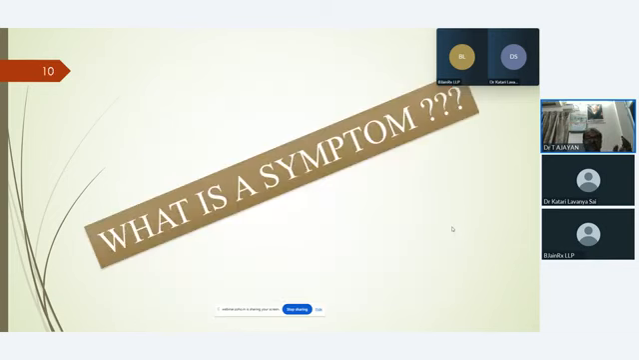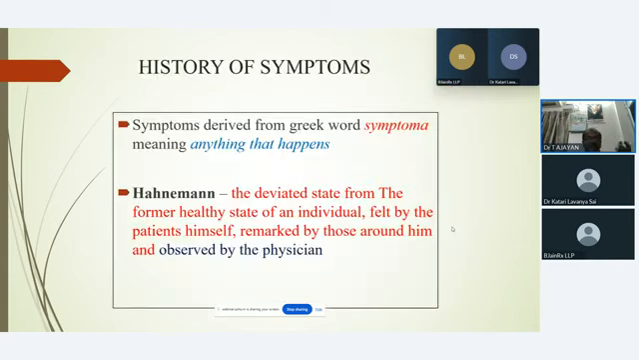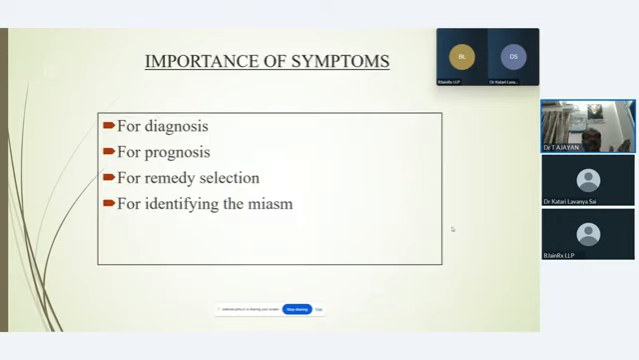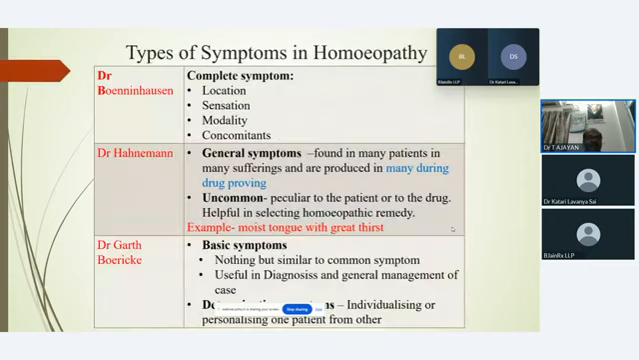Then what is the symptom? Hahnemann describes the deviated vital force, and at that time the manifestation on the mental, emotional and physical level is called the symptom. Commonly we use symptoms for diagnosis. They help with prognosis, help with remedy selection, and also help in identifying the right miasmatic background of the patient.